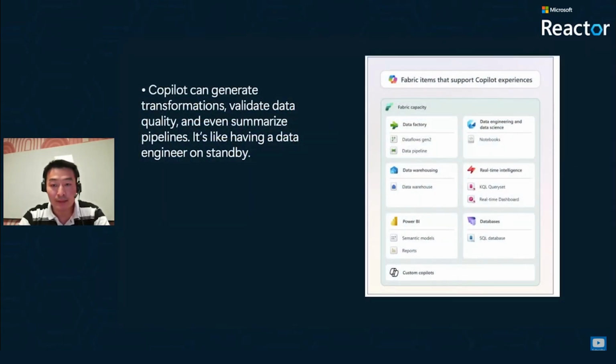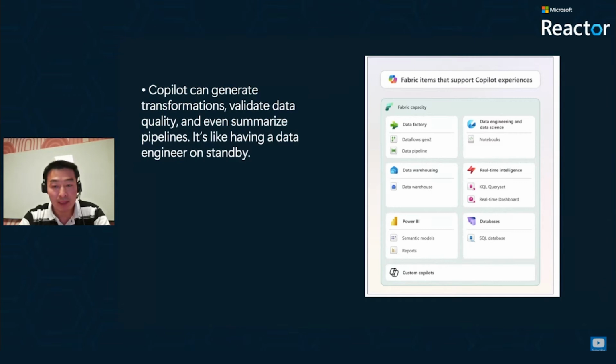On the next page, you can see some more concrete information. Copilot can generate transformations, validate data quality, and summarize pipelines, acting like a data engineer sitting with you to help you, right? For example, one of the features in Data Factory related to Copilot is Error Assistant, which allows you to quickly identify issues and get actionable recommendations.